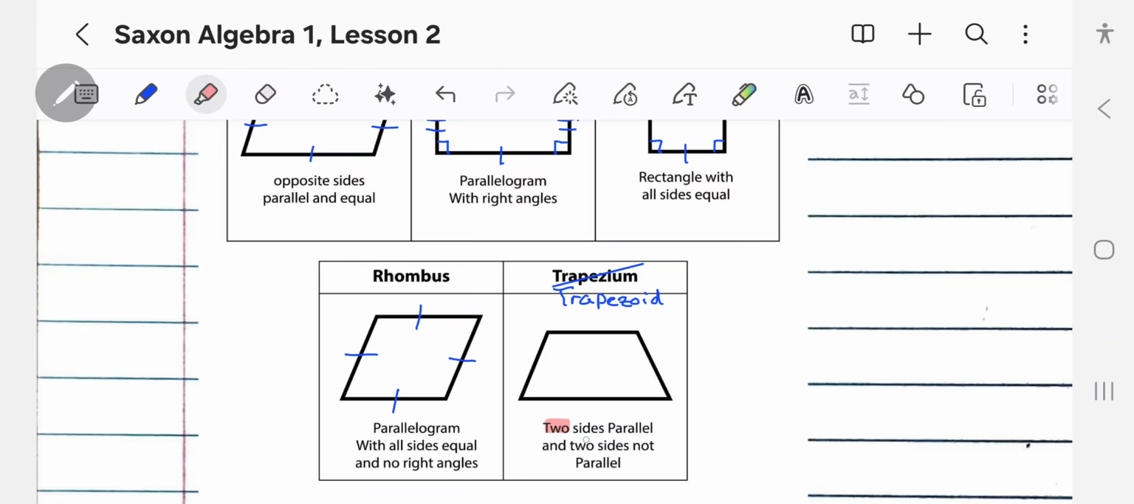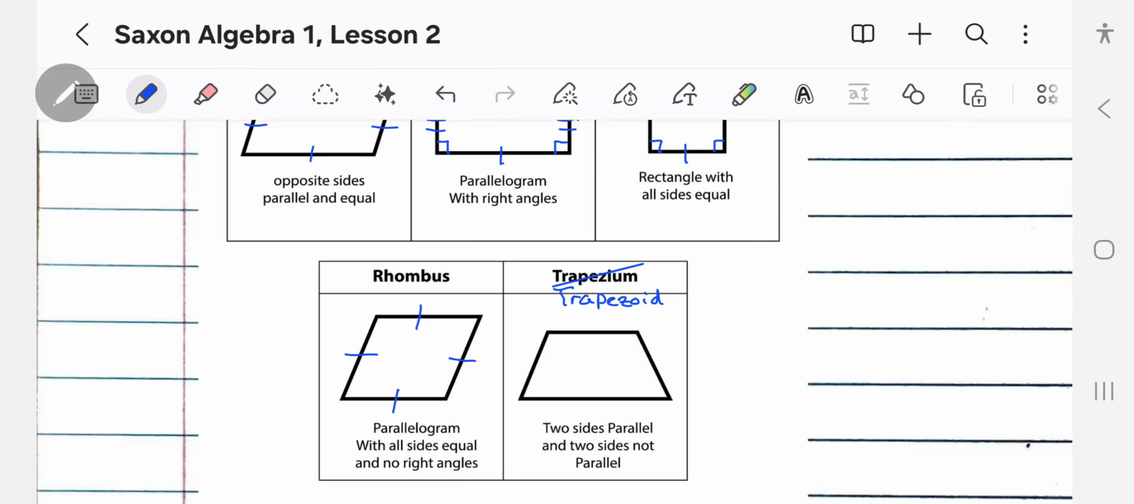And here it says 2, but it doesn't say 2 pair. It says 2 sides are parallel. So this side and this side are parallel, and that would be a pair like we were talking about earlier. All right, and it says 2 sides are not parallel, and we pointed that out as well.